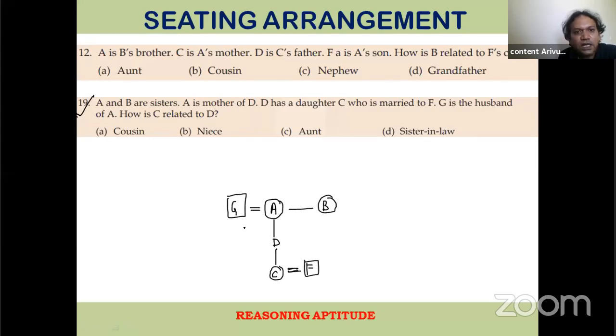Now, how is C related to D? The answer should be daughter, right? The question is wrong. D has a daughter C. So how is C related to D? Answer will be daughter.